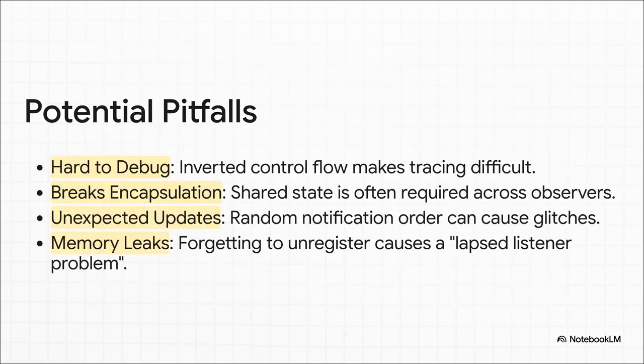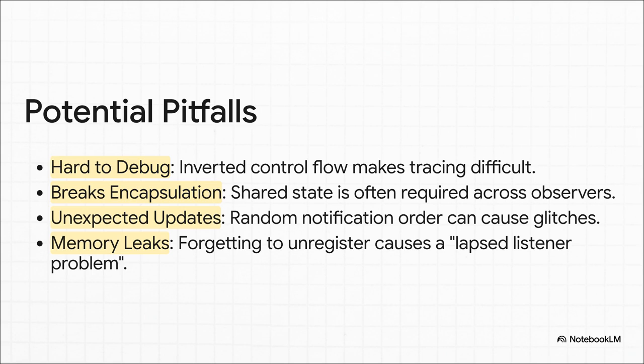So what are these problems exactly? Well, for starters, debugging can be an absolute nightmare. When something breaks, it's really hard to trace the chain of events because the subject just kind of fires notifications out into the void. You also can get unexpected updates. Since you have no idea what order the observers will be notified in, you can get some really weird glitches if one update accidentally depends on another one happening first.